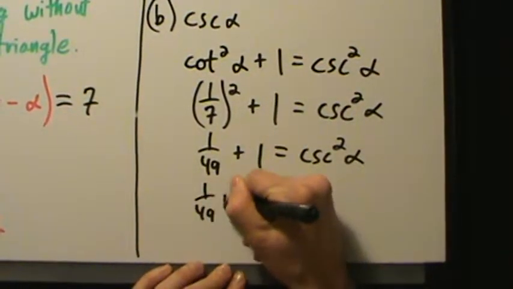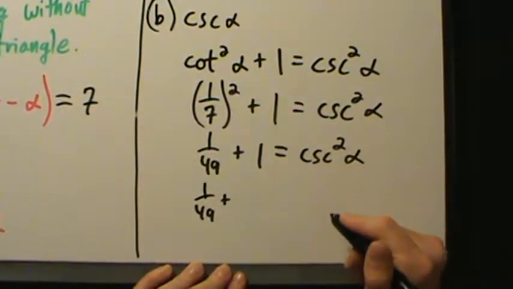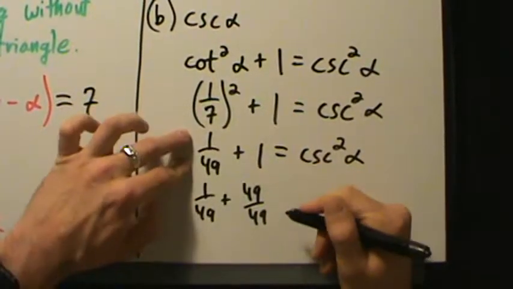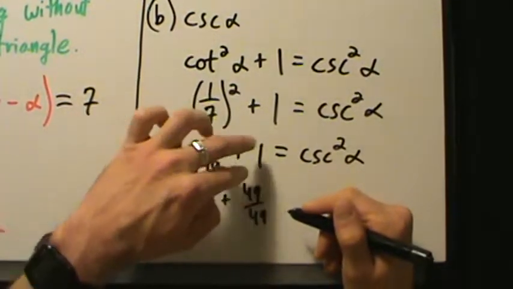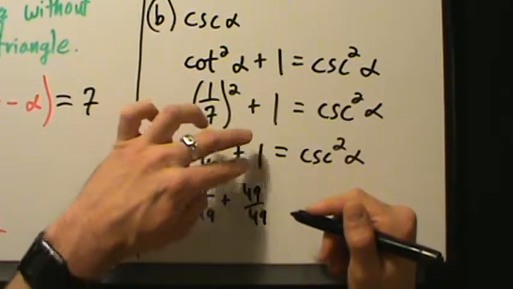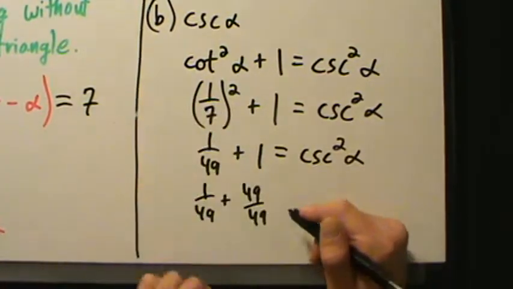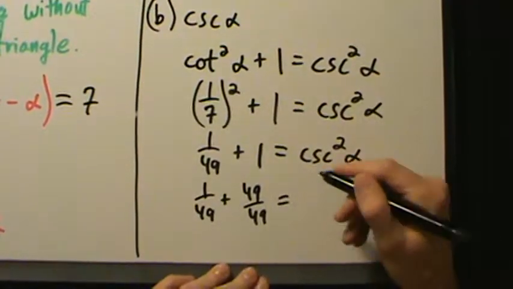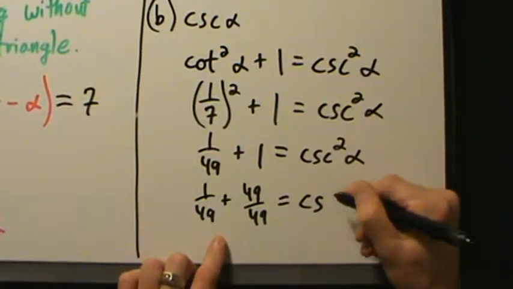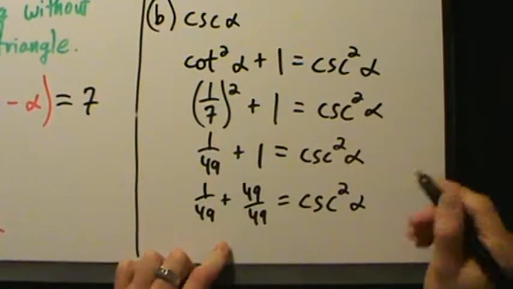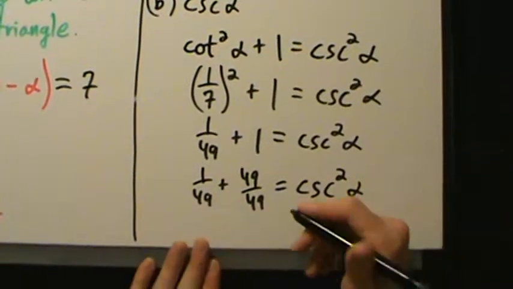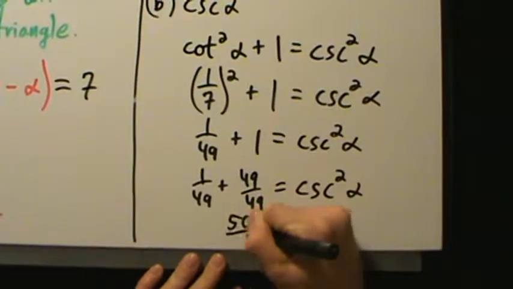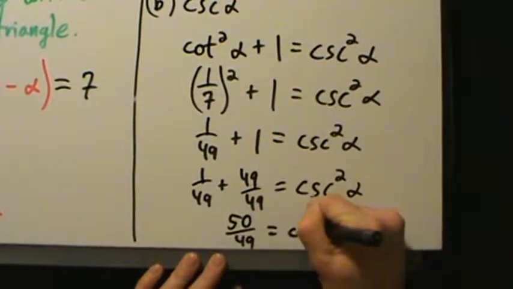1 over 49 plus, if we get a common denominator, that's going to be 49 over 49. Okay, so this is 1 over 49, so this is like 1 over 1, so we just have to multiply by 49 over 49. Or in other words, 1 is the same thing as 49 divided by itself. So either way, common denominator is 49. So cosecant squared of alpha equals all that still. So now 1 over 49 plus 49 over 49 is 50 over 49.